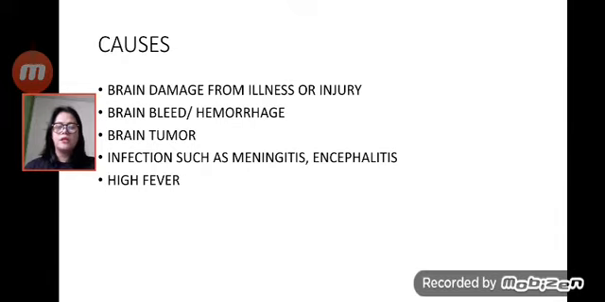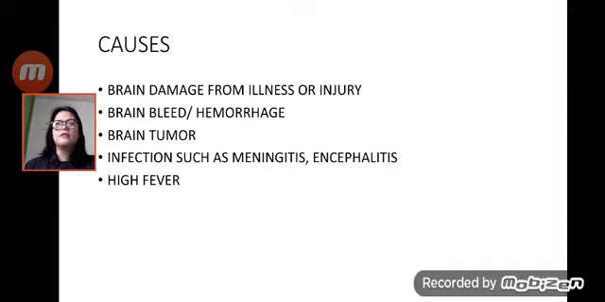Okay, so what would be the causes of this seizure? Of course, the possibility of brain damage from illness or injury, brain bleed or hemorrhage, and of course, brain tumor. And another thing would be the infections such as meningitis, encephalitis, and of course, the high fever. So as you can see, all of them are causes which come from the brain. The affected part is the brain.